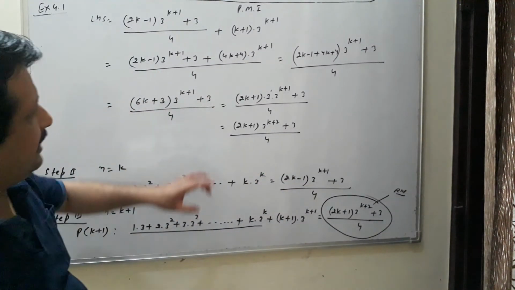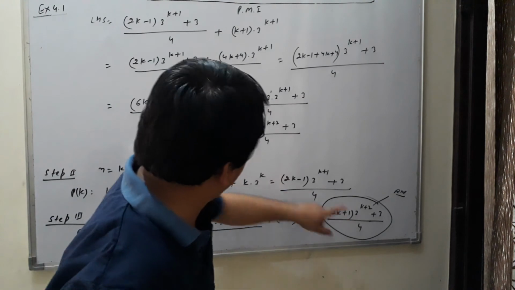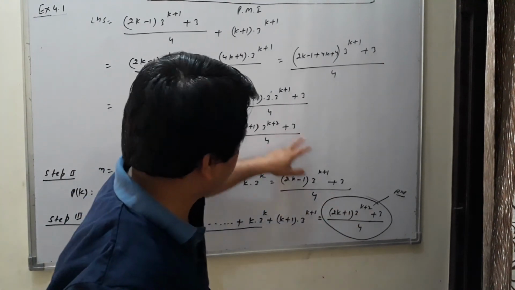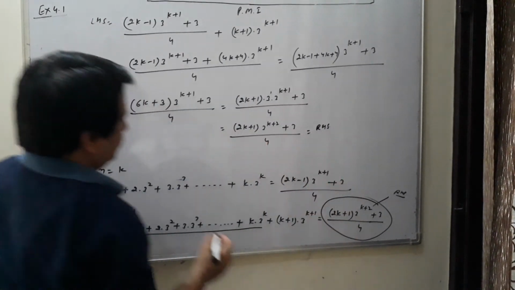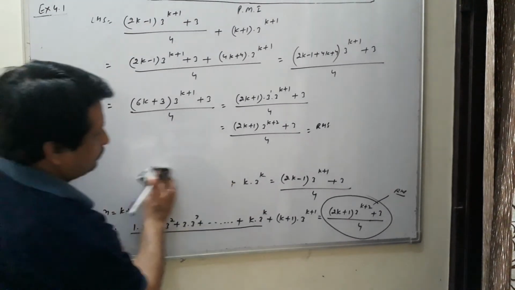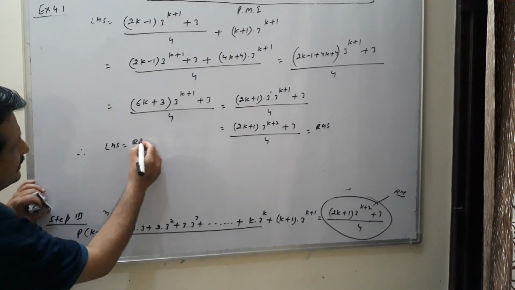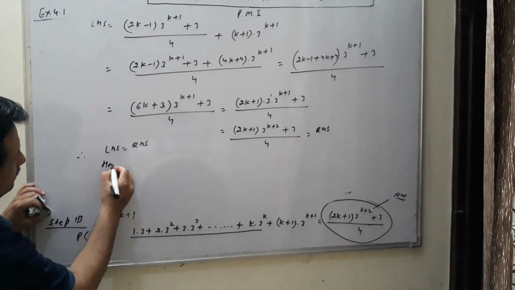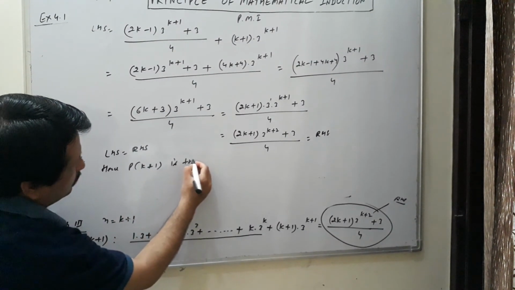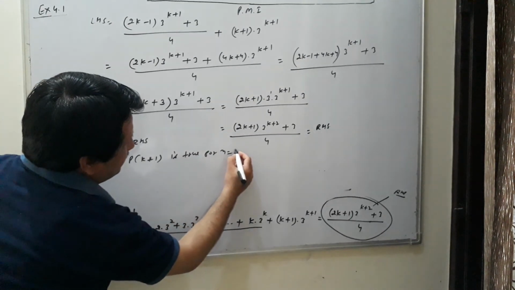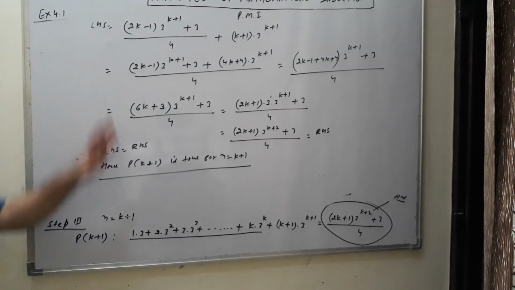Now I will check the right hand side. The left hand side is equal to right hand side or not? So here it is 2k plus 1, 2k plus 1, 3 its power is k plus 2, same, plus 3 upon 4, means that is equal to right hand side. Therefore left hand side is equal to right hand side, and hence P of k plus 1 is true for n is equal to k plus 1. That is the way to solve this type of question then, students.